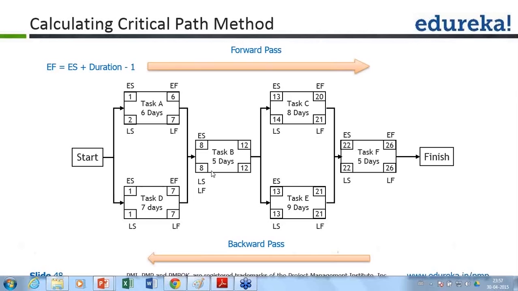Yeah, Shikant, how did we get 2 as latest start? Okay, I will come to that. I'll explain that. Here you can see task A has a duration of 6 days and task D has a duration of 7 days. So task A and D both must get over on day 7. And task A, to get over on day 7, latest by which it must start is day 2. Because if you count backwards from 7, so it is 7, 6, 5, 4, 3, 2.